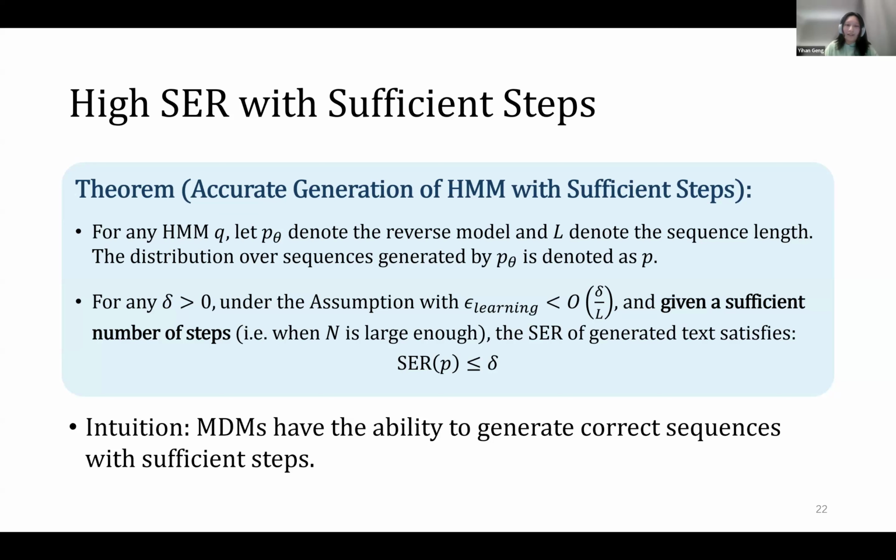Intuitively, this is because when the number of sampling steps is large enough, the reverse process of MDMs is similar to generating tokens one by one. And thus, if the model has learned the correct data distribution, this process becomes highly reliable at producing correct sequences. So therefore, MDMs do have the ability to generate correct sequences.